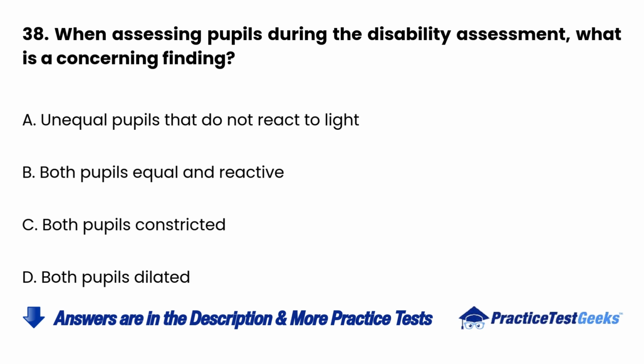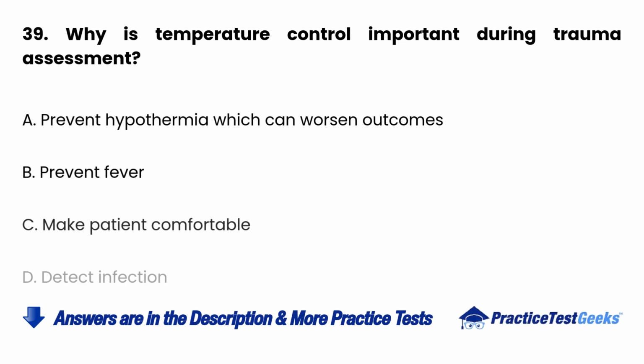A. Unequal pupils that do not react to light. B. Both pupils equal and reactive. C. Both pupils constricted. D. Both pupils dilated. 39. Why is temperature control important during trauma assessment?